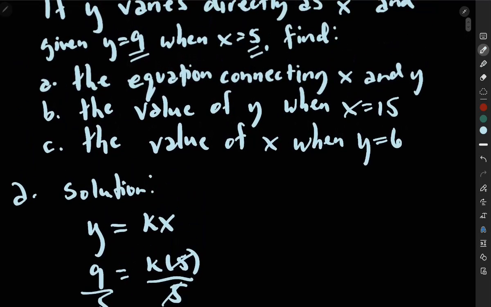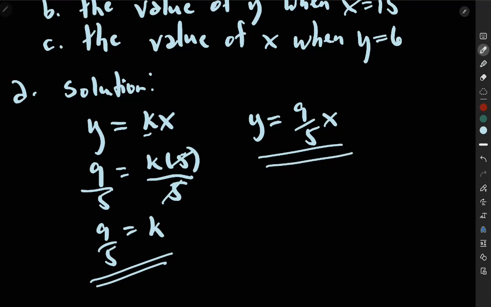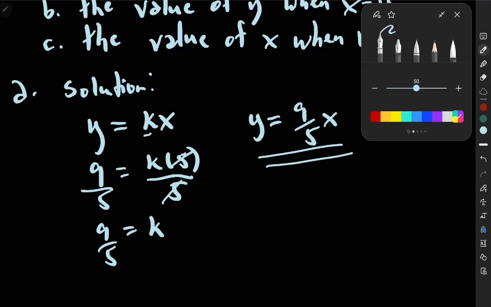Now, let's go back to the problem. It says the equation connecting x and y. So this is now the equation. y equals 9/5 x. We just simply replace the k with the value 9/5. So this is the answer for letter A. The real answer is y equals 9/5 x.